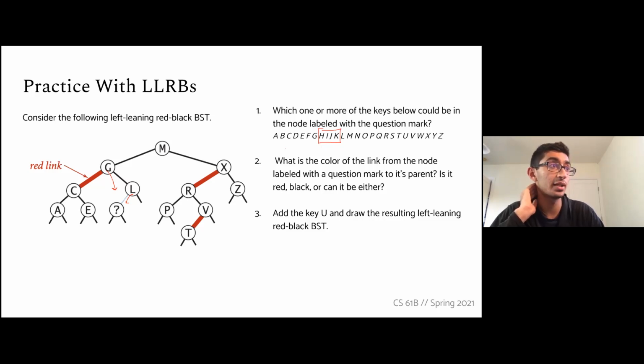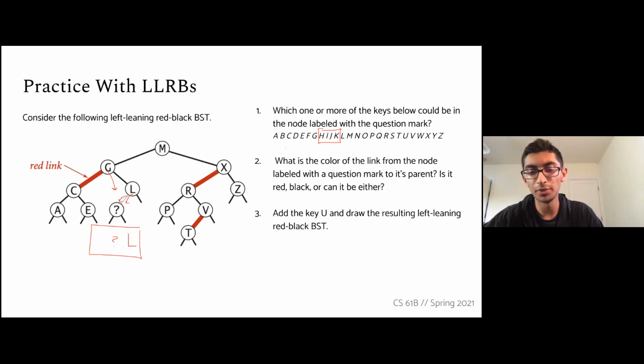Question number 2, what is the color of the link from the node labeled with a question mark to its parent? Is it red, black, or can it be either? Yes, so what you all are saying in the chat is totally correct. This is, in fact, a red edge. You would see that if you were to actually insert this question mark in a 2-3, for example, there would be question mark and L would be in one node together.